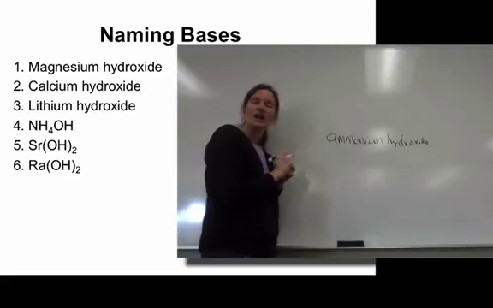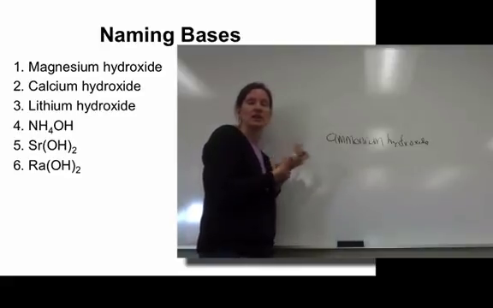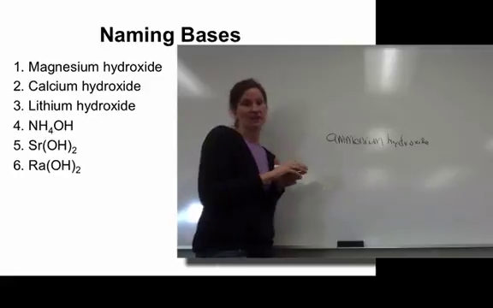Number 5, Sr is strontium, so that's just strontium hydroxide, and Ra is radium, so that's just radium hydroxide. So each time you just name each component of the hydroxide group, and that's all naming bases is.